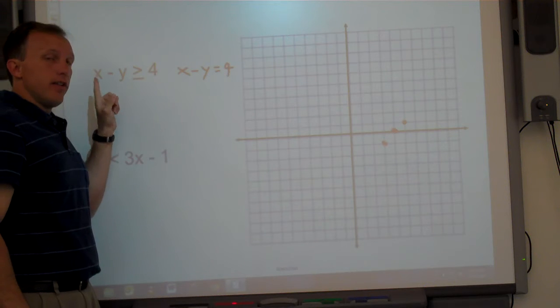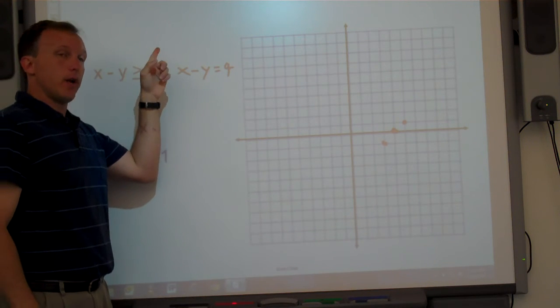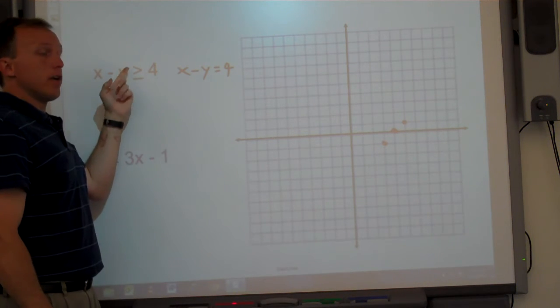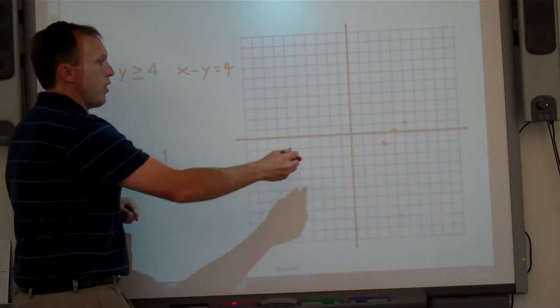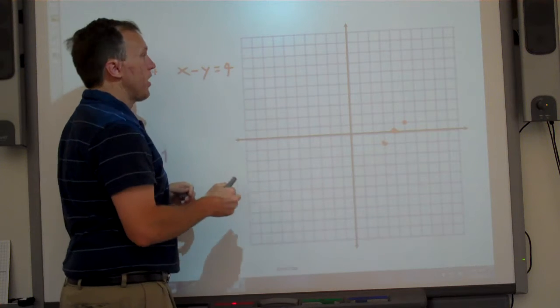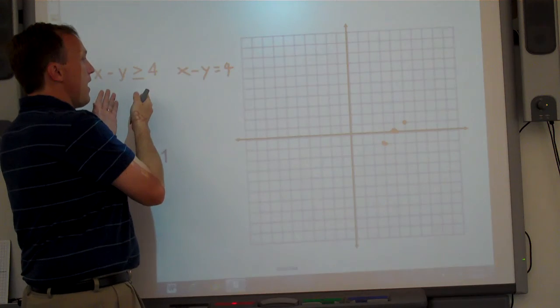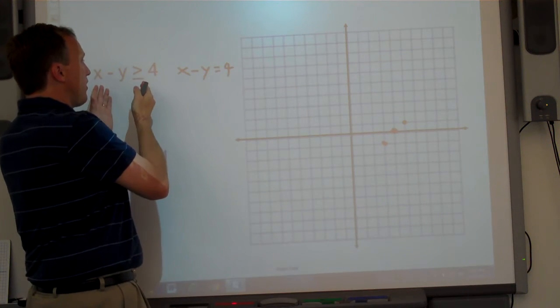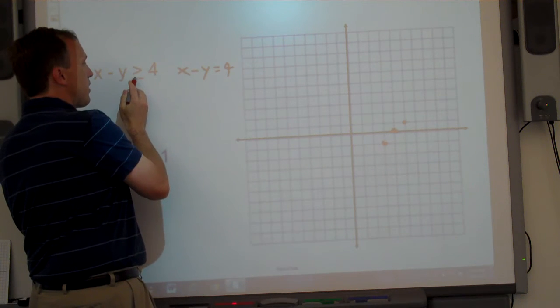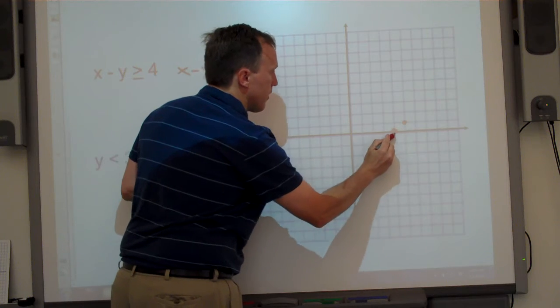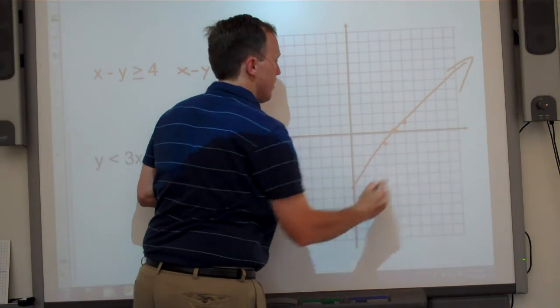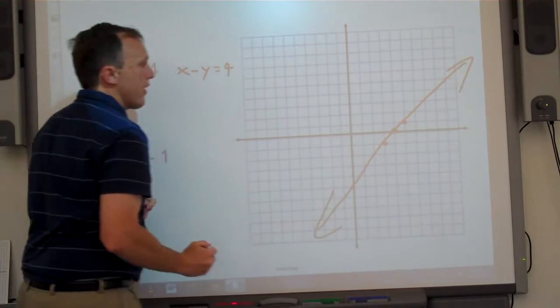Now, the difference between this one and the previous linear inequality is that this is not just greater than or just less than. This is greater than or equal to, which means that the points on this line actually do work in the inequality. And so rather than draw a dotted line in this case, because of the or equal to, we can draw a full line. Okay? And so that's what that looks like.